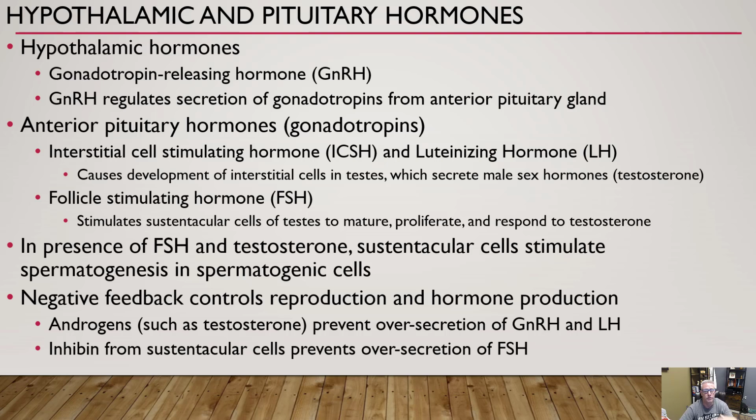And so if you have an increased plasma concentration of luteinizing hormone, that would stimulate the secretion or the release of testosterone. So in the presence of FSH and in the presence of testosterone, the sustentacular cells are going to stimulate spermatogenesis in the spermatogenic cells. And this is all a negative feedback loop. Remember, most of the body processes happen in a negative feedback loop.